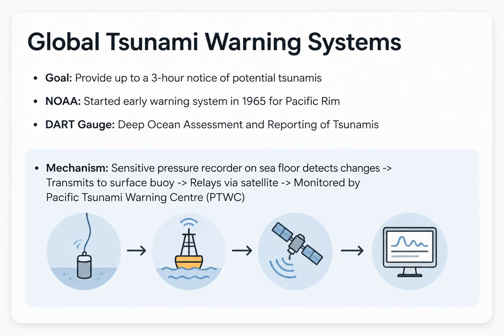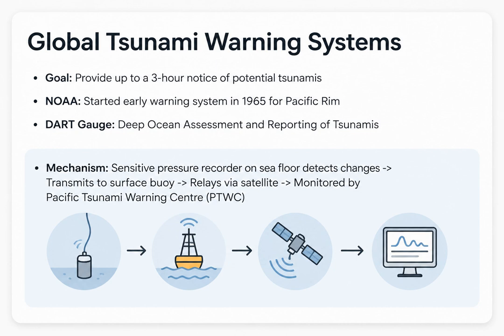While we cannot predict earthquakes, we can detect tsunamis in time to issue warnings. Global systems aim to provide up to a 3-hour notice. The National Oceanic and Atmospheric Administration, or NOAA, established a system for the Pacific Rim back in 1965.